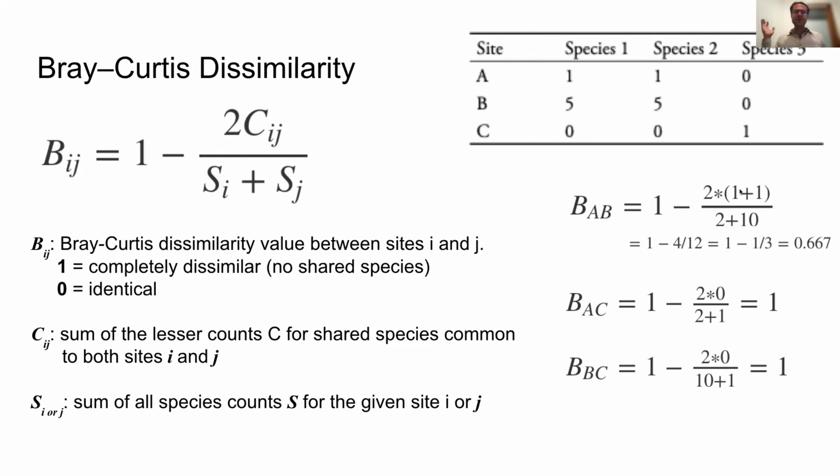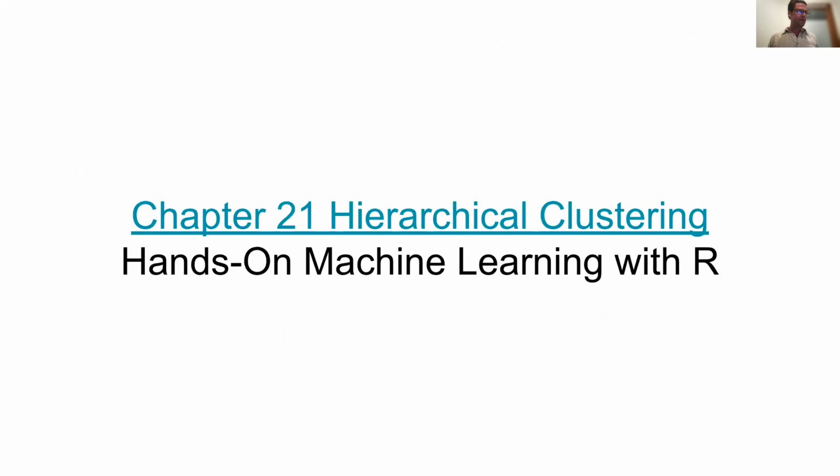Okay, so there are a bunch of other metrics for looking at species composition, but this is probably the most commonly used one, and this is what you'll use in the lab. And for the rest of the hierarchical clustering, this Hands-On Machine Learning with R does a pretty good job of describing it.